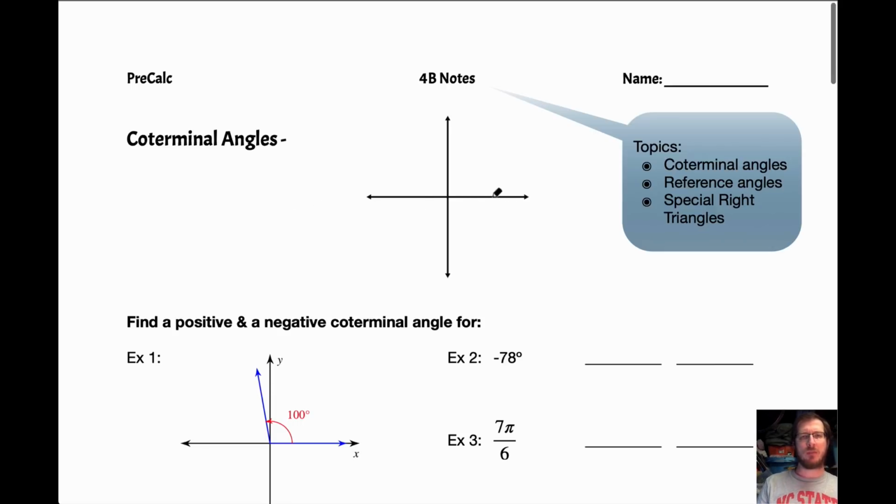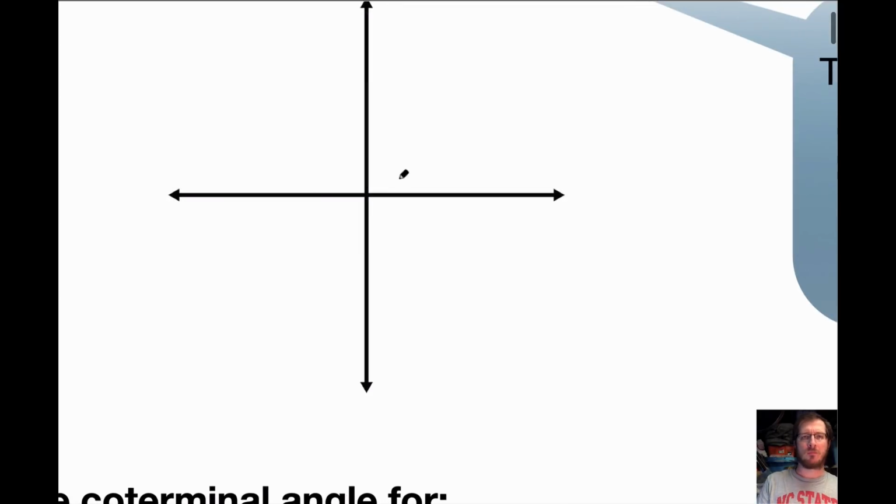So let's say we have, let's say this is a 30-degree angle here. And remember that for an angle in standard position, the vertex is at the origin. The initial side is along the positive x-axis, and then the terminal side is just wherever the other side lands.